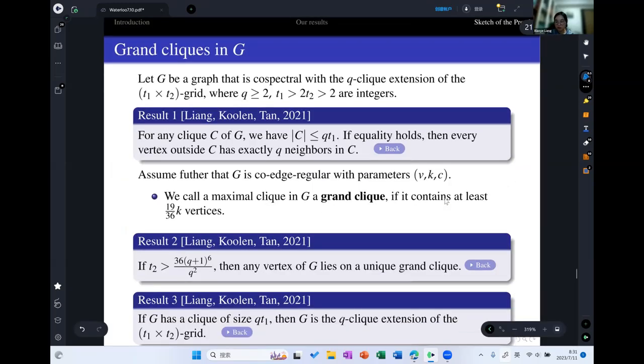Then we can show something on the q-click extension of the grid. Here we let G be a graph that is cospectral with the q-click extension of the grid. Cospectral means these two graphs have the same spectrum. Then we get these three results. That's helpful to construct a partial linear space.